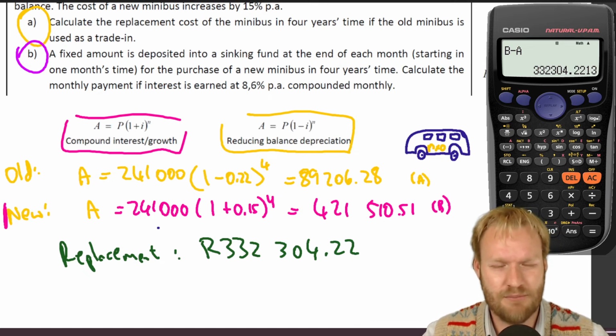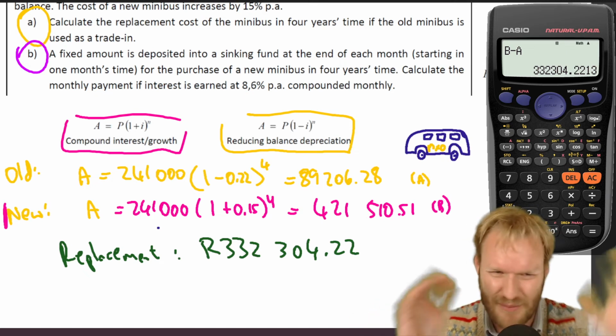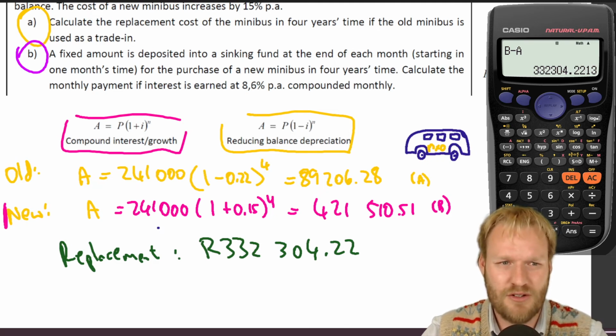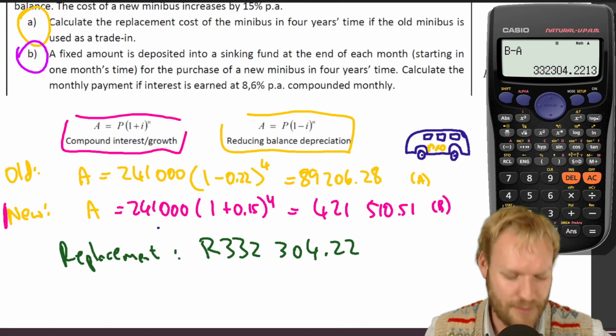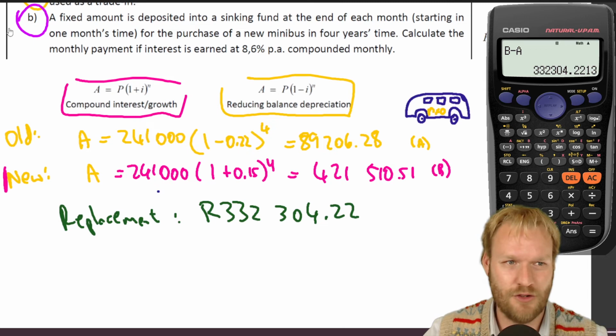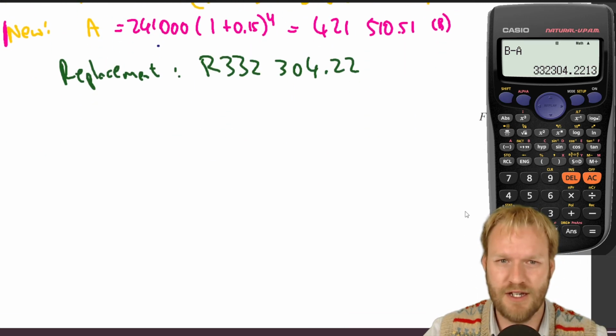Starting one month's time, cool. So we don't have to worry about this month thing. Our formula is going to work nicely. Calculate the monthly payment if interest is earned at 8.6% per annum compounded monthly. Okay, so here we're just going to use our formula, which I've got for reference here.